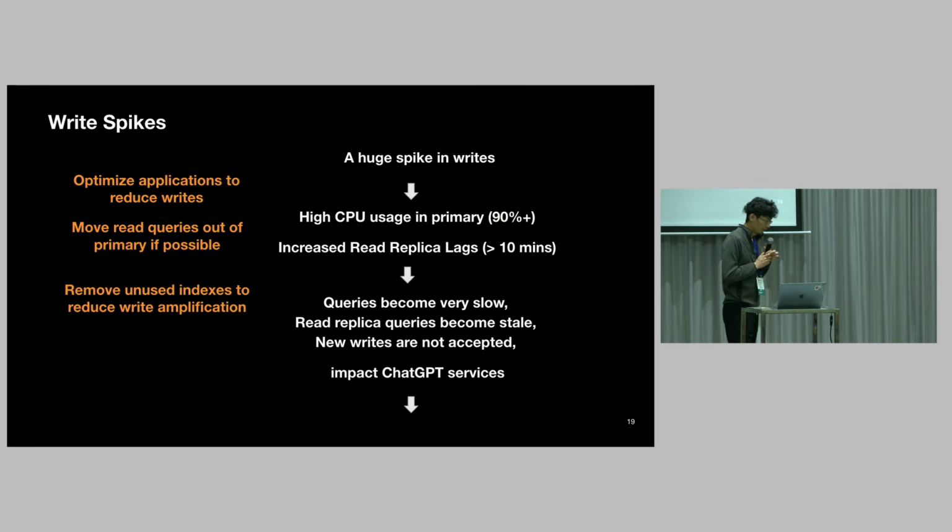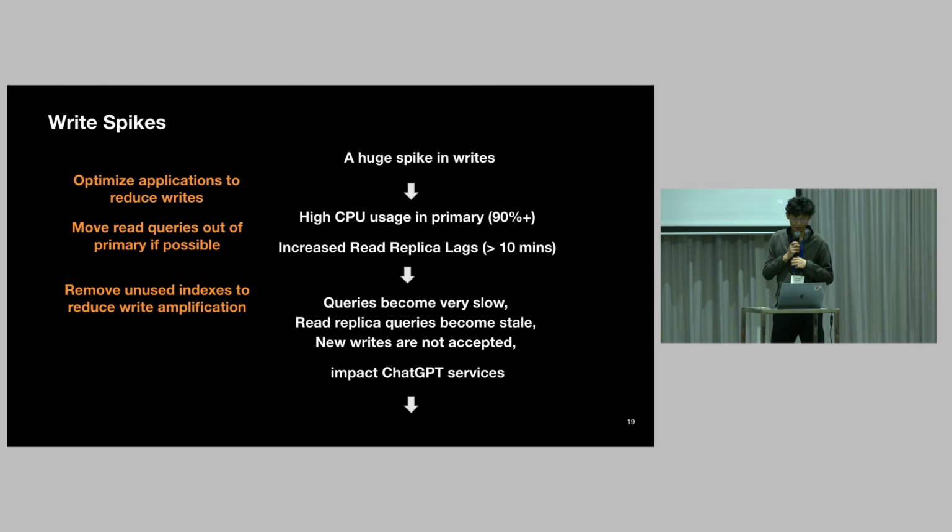And we also move the read queries out of the primary if possible. So we basically move more read queries to replicas, because the CPU spike here is not only because of the writes, it's also because the primary still serves many read queries. By moving the read queries as much as possible away from the primary, even with a huge spike of writes, I think the CPU usage will still be in good status.